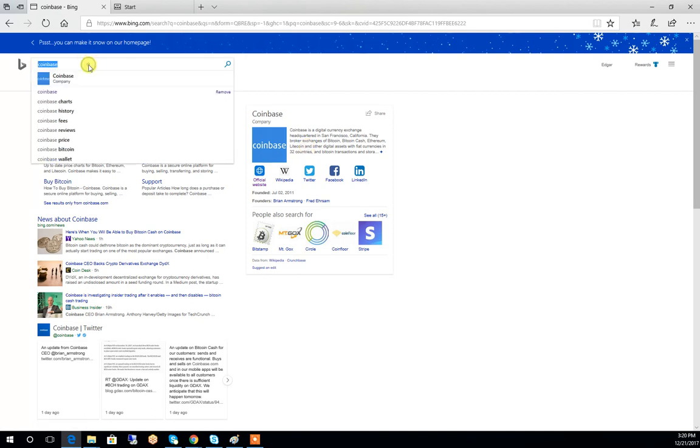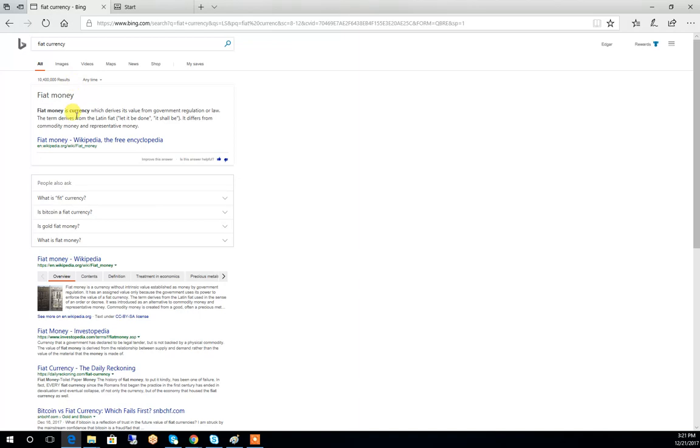So what does that mean? Let's look up fiat currency. What do they mean by a fiat currency? Fiat is currency which derives its value from government regulations or laws. So when we talk about fiat currency versus digital currency, we're talking about dollars or euros or anything along those lines, versus digital currency, which is coin, which normally is what we refer to as coin.